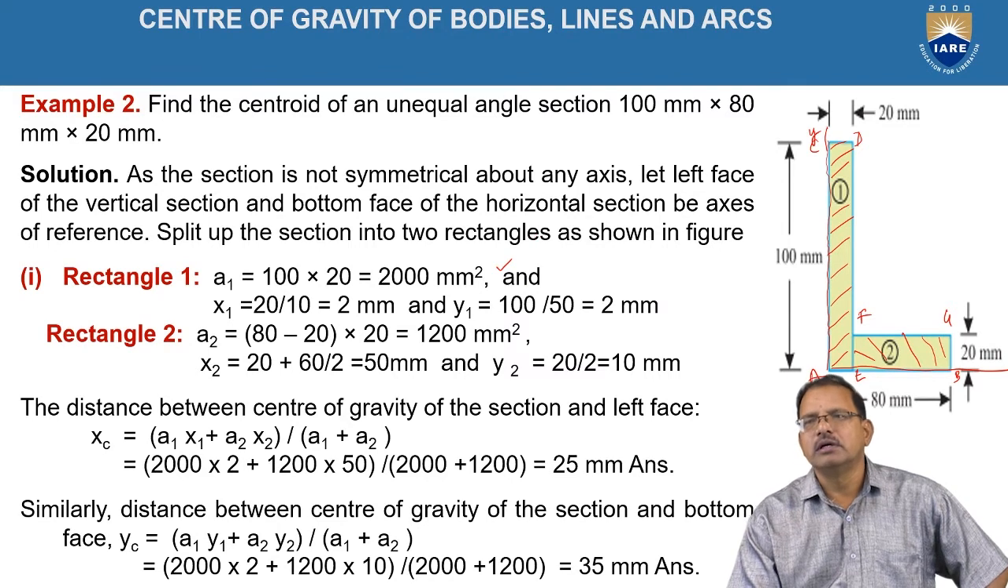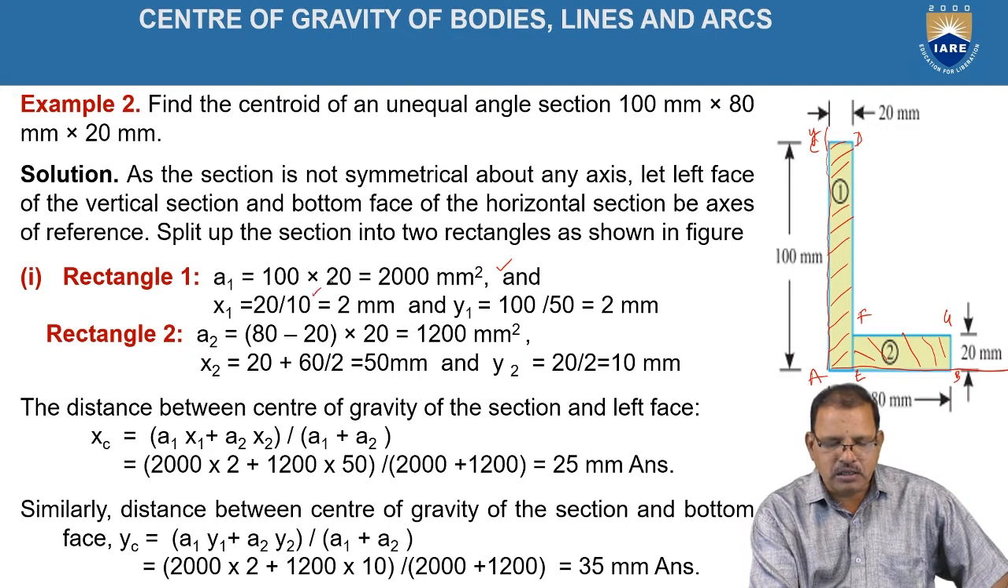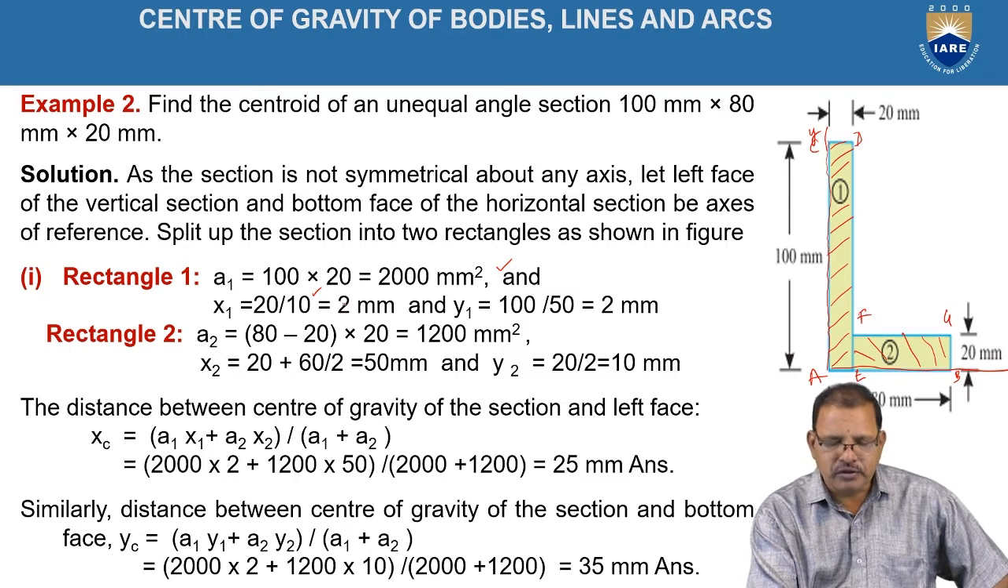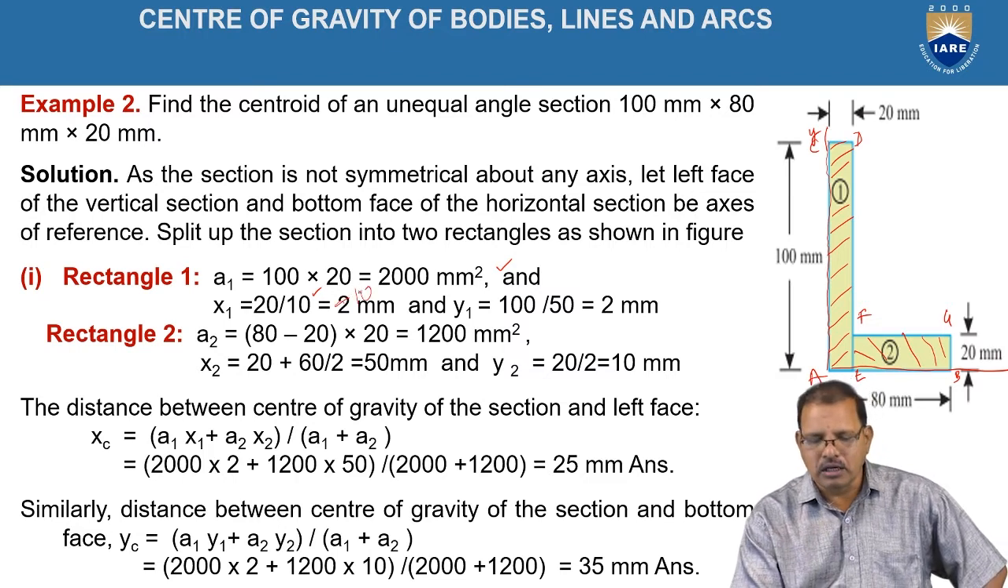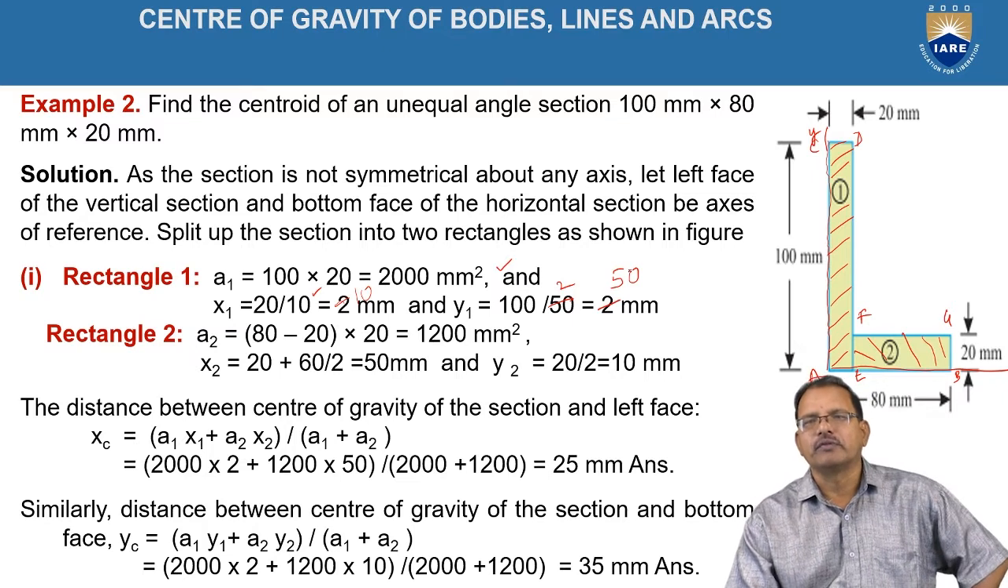Similarly, x1, that is the coordinate of the centroid of the first figure: the thickness is given as 20 mm, it is in the form of a rectangle, hence x1 is equal to 20 by 2, which is equal to 10 mm. Similarly, y1 is equal to the height given, 100, divided by 2, which is equal to 50 mm, as shown in the figure.